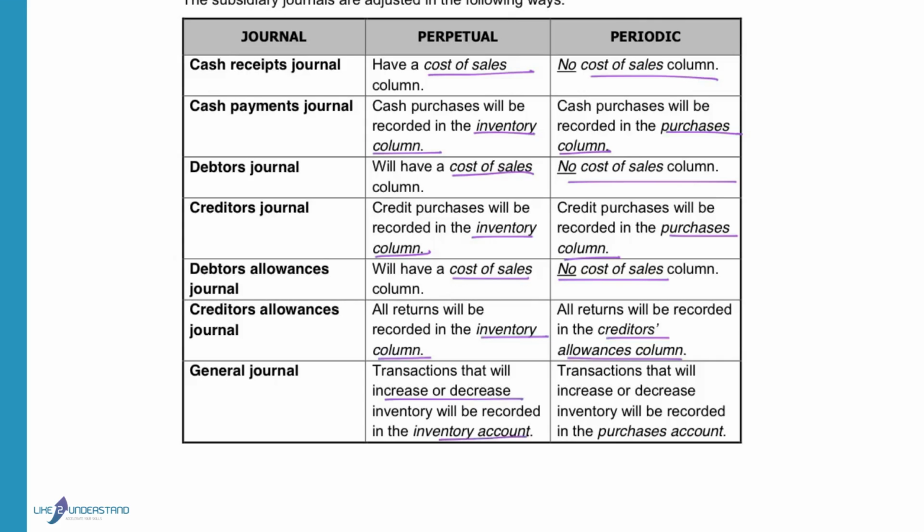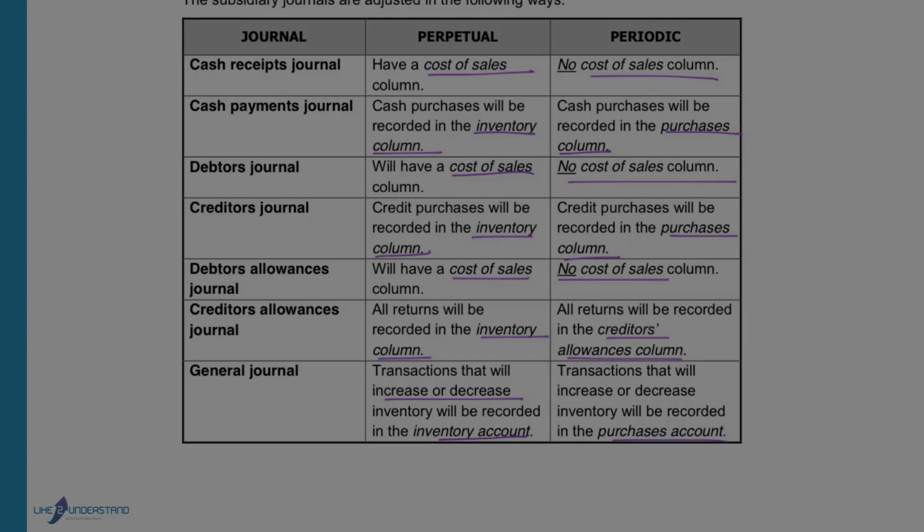In the periodic system, transactions that will increase or decrease inventory will be recorded in the purchases account.